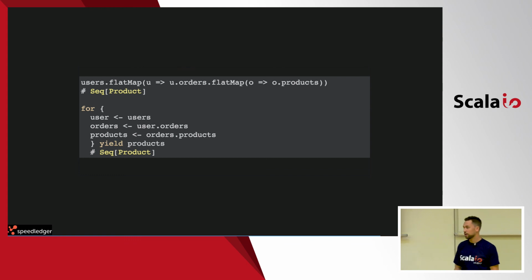So in this case, we very easily pick out the users, and then from the users, we pick out the orders. From the orders, we pick out the products, and then we just say yield all the products, basically return all the products. And the nice and handy thing is that I think it's much more readable than the flat map above, because when you start nesting things, it's not readable anymore.